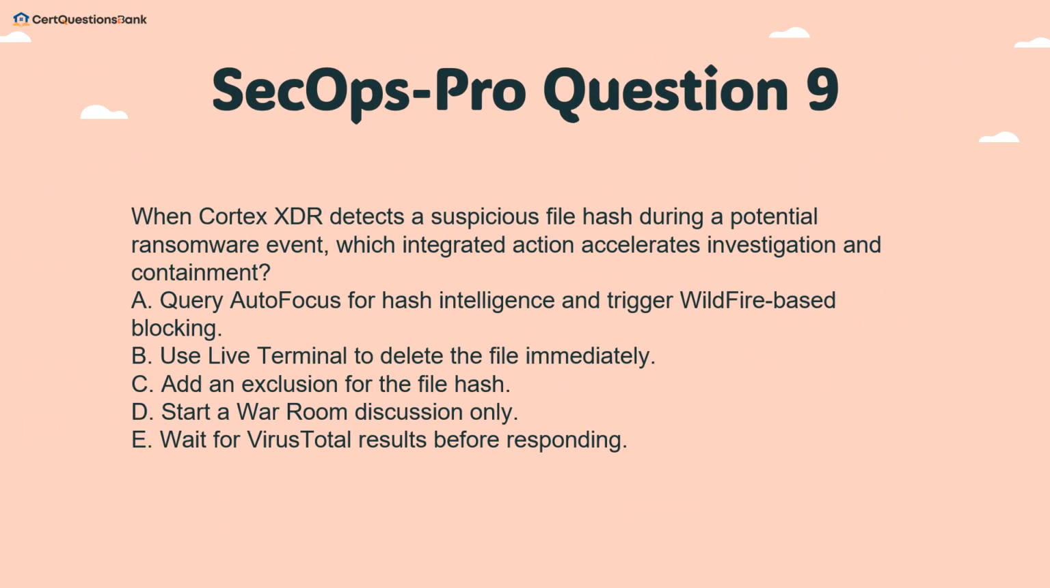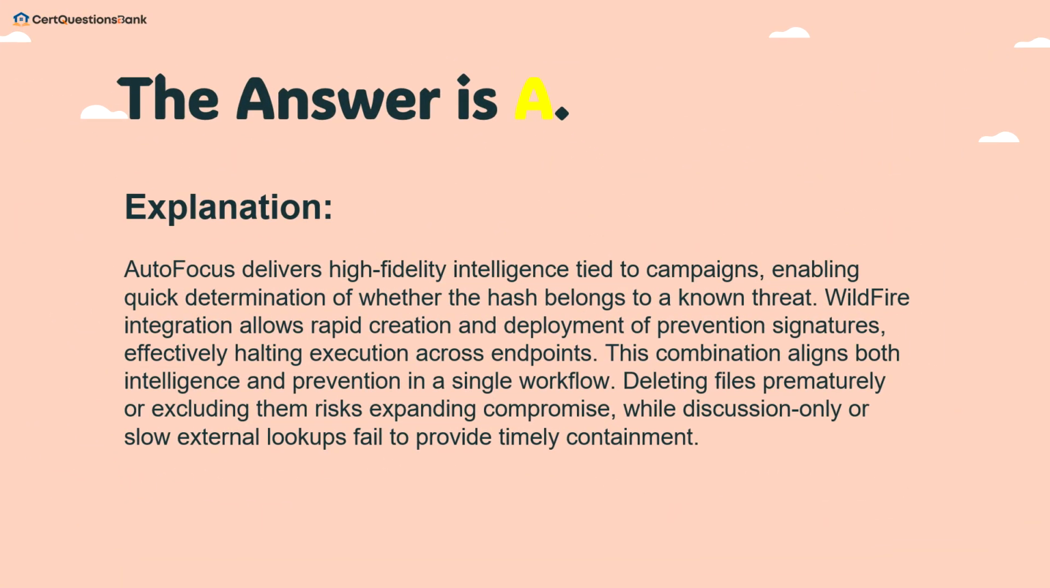When Cortex XDR detects a suspicious file hash during a potential ransomware event, which integrated action accelerates investigation and containment? A. Query AutoFocus for hash intelligence and trigger WildFire-based blocking. B. Use Live Terminal to delete the file immediately. C. Add an exclusion for the file hash. D. Start a war room discussion only. E. Wait for VirusTotal results before responding. The answer is A.